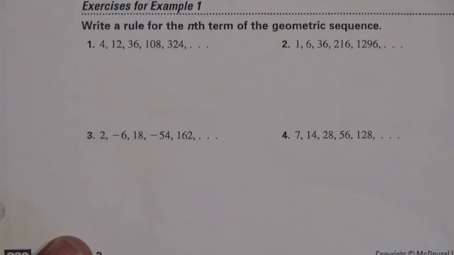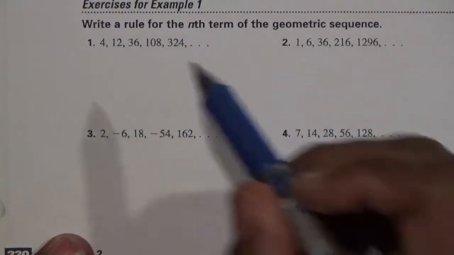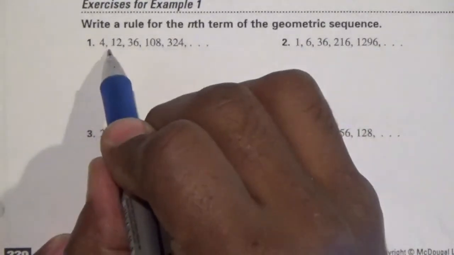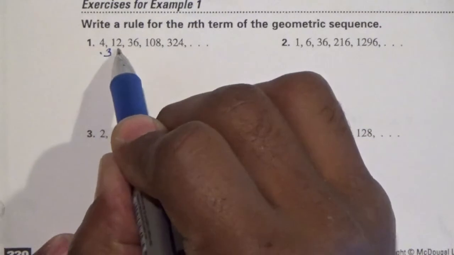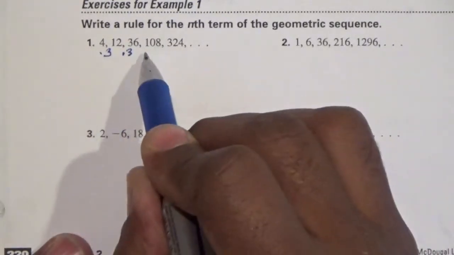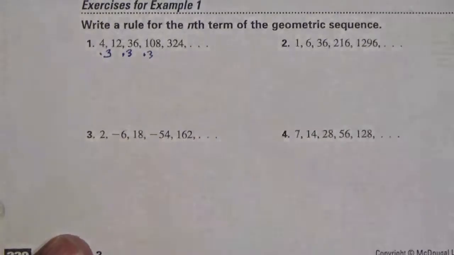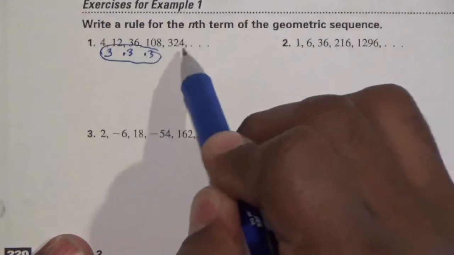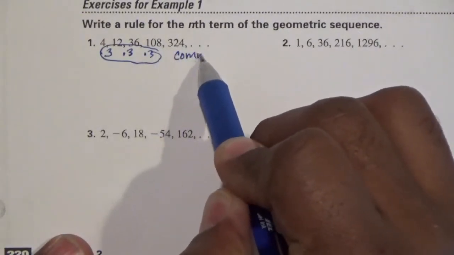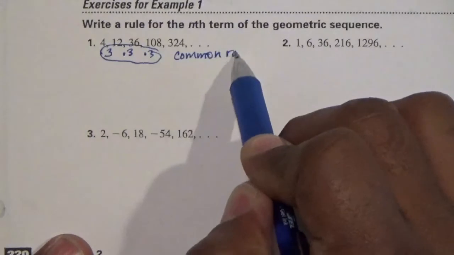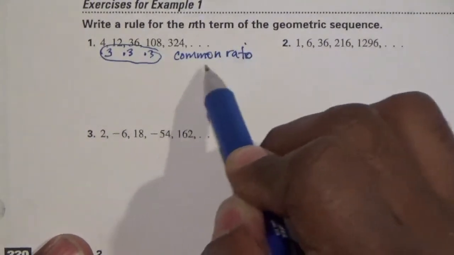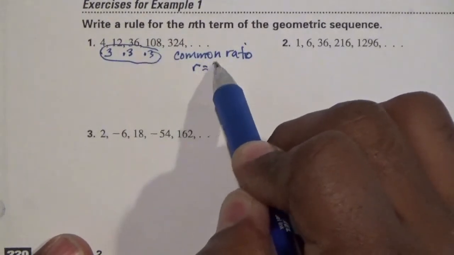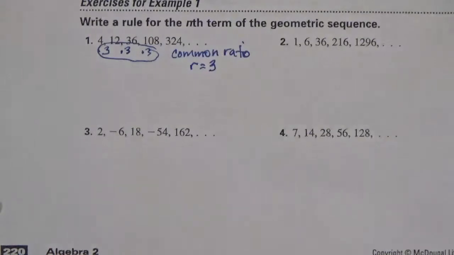To figure out the r value, if it's a nice set of numbers like number 1, we're just going to say, how much are we multiplying by to get the next number? 4 times what gives us 12? 3. 12 times 3 gives us 36. We could check the next number to make sure we're okay, but we're seeing that instead of finding that common difference value, we're finding the common ratio value. In this case, we don't write a d, we write r. Our common ratio value is 3, because that's what we're multiplying by for that problem.